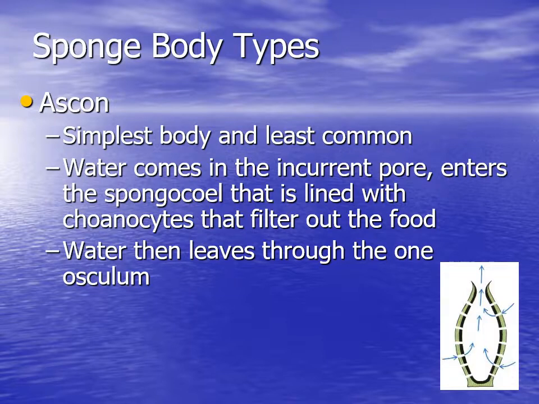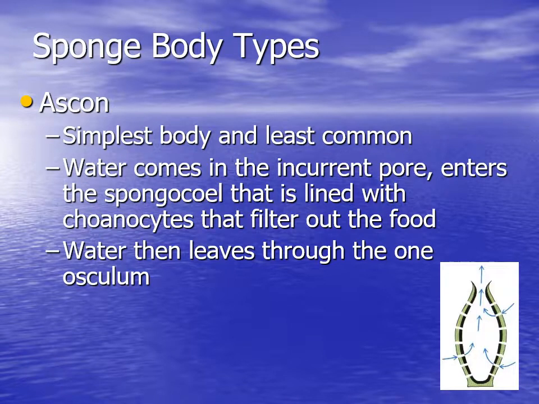With all the diversity of sponges, there are 3 different body types that sponges tend to have. The first kind we're going to talk about is ascon. This is the most simple body form, but it also happens to be the least common. So we don't see this very often. And you can see a diagram of it here in this bottom right-hand corner.